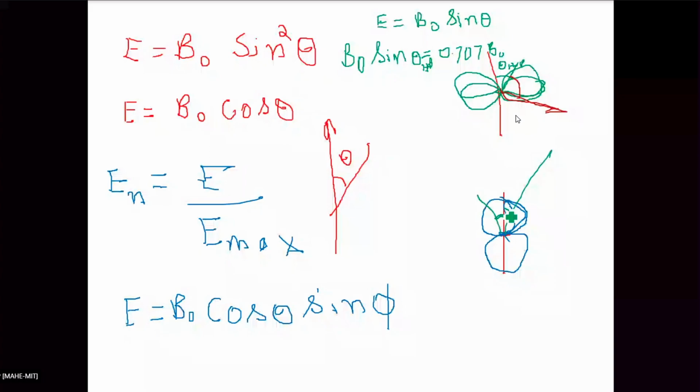In this case you don't have to do 90 minus, because this angle itself is 0. Here the angle was 90, so that's why you have to do 90 minus this angle, times 2. Have you understood?